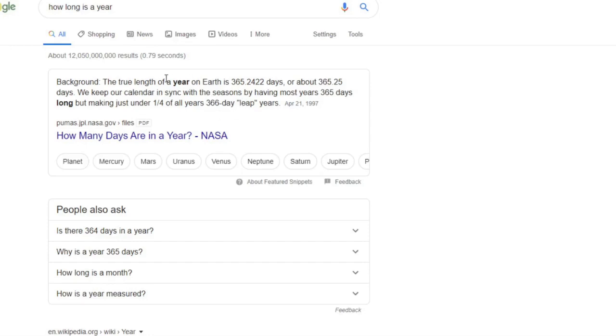Background: the true length of a year is 365.2422 days, or about 365.25 days. We keep our calendar in sync with the seasons by having most years 365 days long, but making just under 1/4 of all years 366-day leap years.